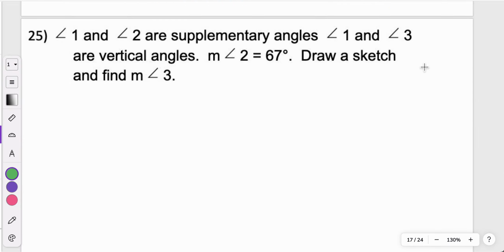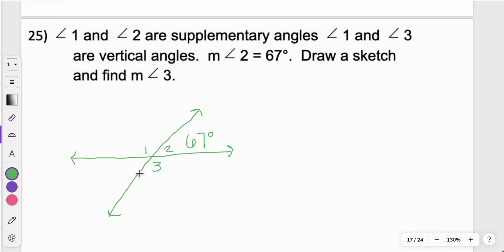All right, 25, our last question. This is where we're going to talk about supplementary and vertical angles. It says angle 1 and angle 2 are supplementary, 1 and 3 are vertical, and the measurement of angle 2 is 67. Draw a sketch to find the measurement of angle 3. So I'm just going to estimate here. We're going to say that angle 2 is here, and we're marking that as 67, but angle 1 is vertical from angle 3. So I'm going to say it probably looks like that.